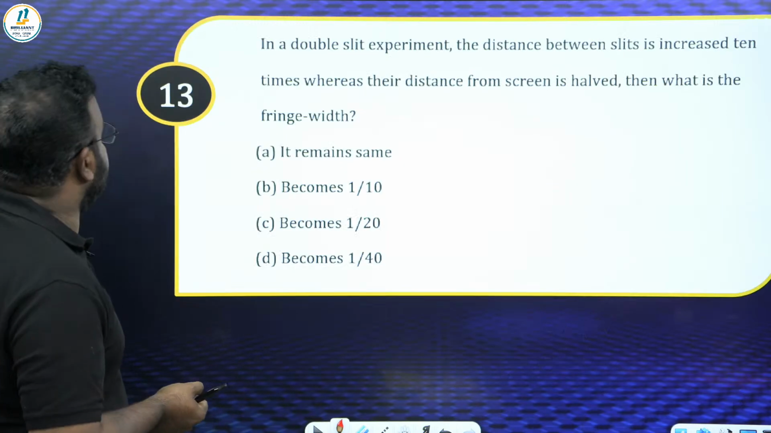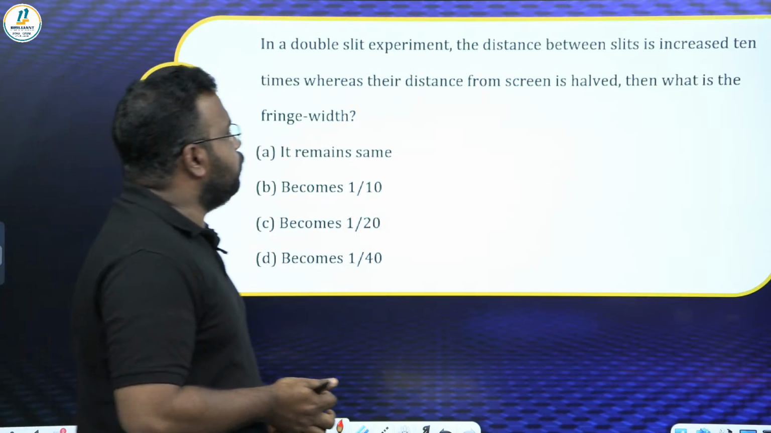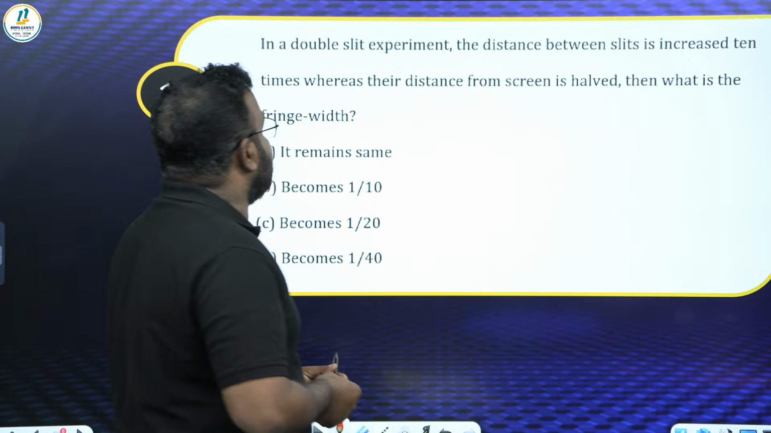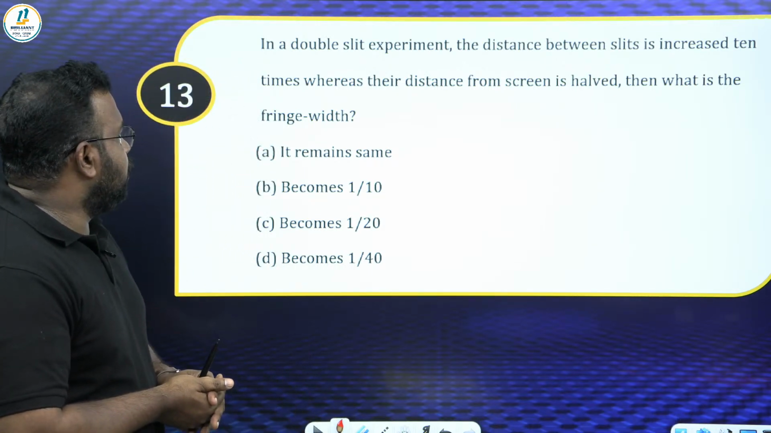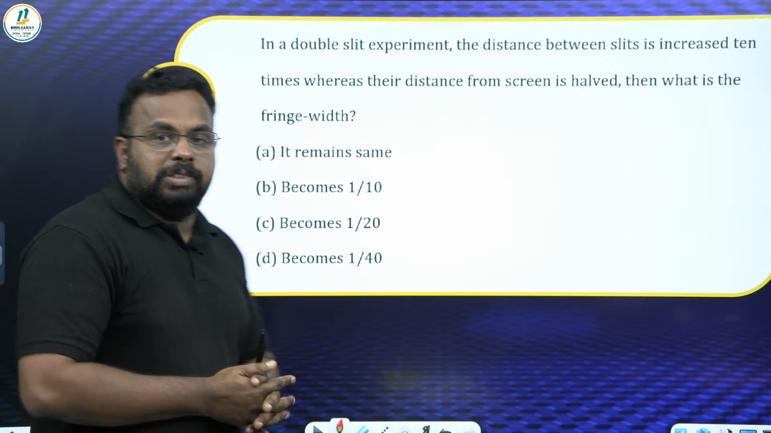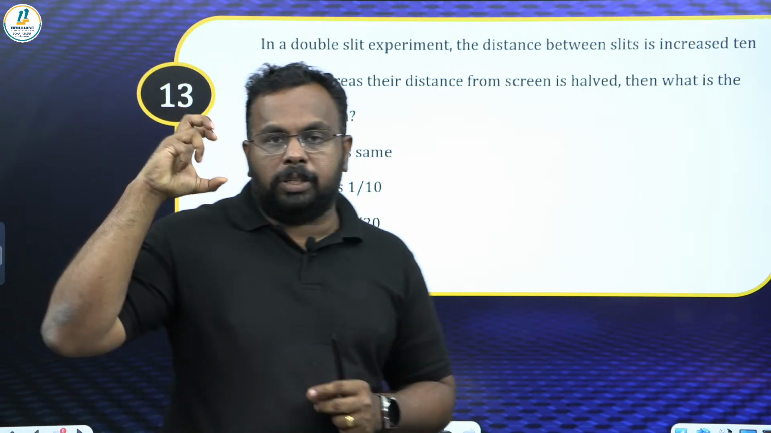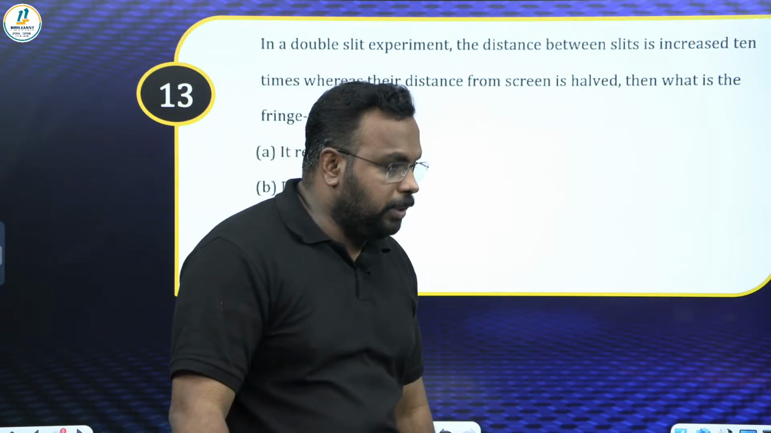This is 12, next is 13. In a double slit experiment, the distance between the slits is increased 10 times, whereas the distance from the screen is halved. Then what is the fringe width? Again a question based on the width of the fringe. Quickly answer this, please.